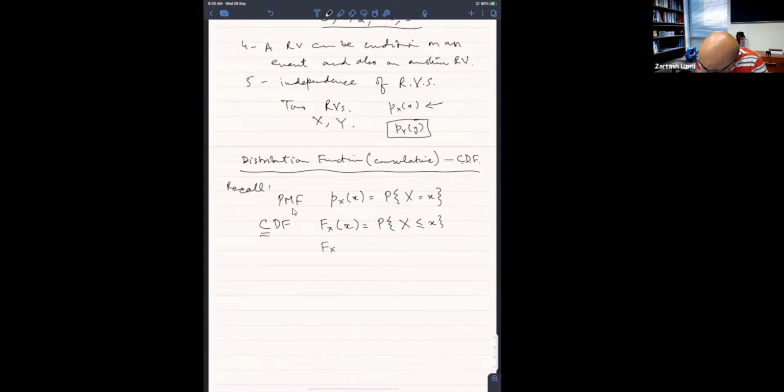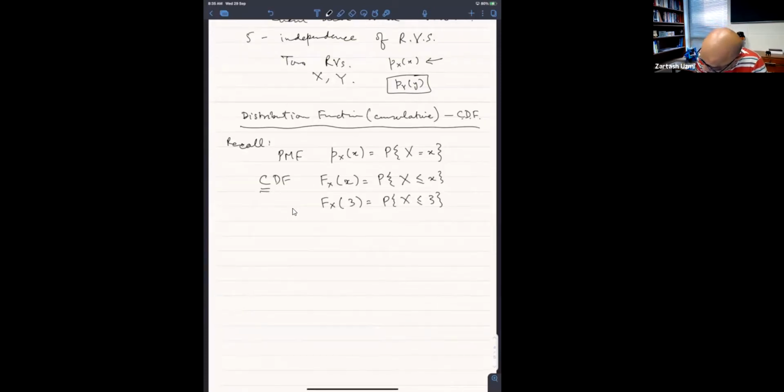I can also write F_X(3) is equal to the probability that X takes a value less than or equal to 3, or F_X(7) is the probability that X is less than or equal to 7, or F_X(9) is equal to the probability that X is less than or equal to 9. So what is happening here is that all the values of X which are less than or equal to 3, the probabilities that X can take those values, you add them all up. This will give you the cumulative distribution function.